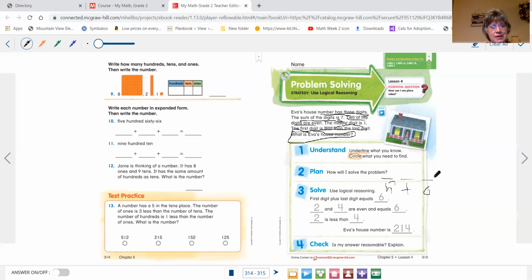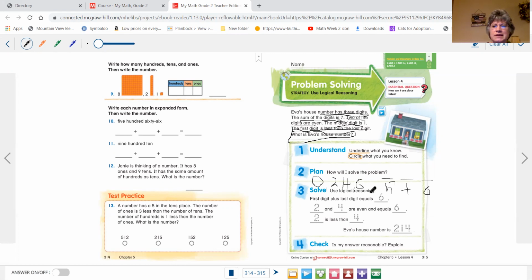Okay, well, let's think about that. We better remember what our even numbers are. Let's write those here in our planning to help us solve. We know if we skip count by 2 and land on that number, it's even. So that means our even numbers are 0, 2, 4, 6.